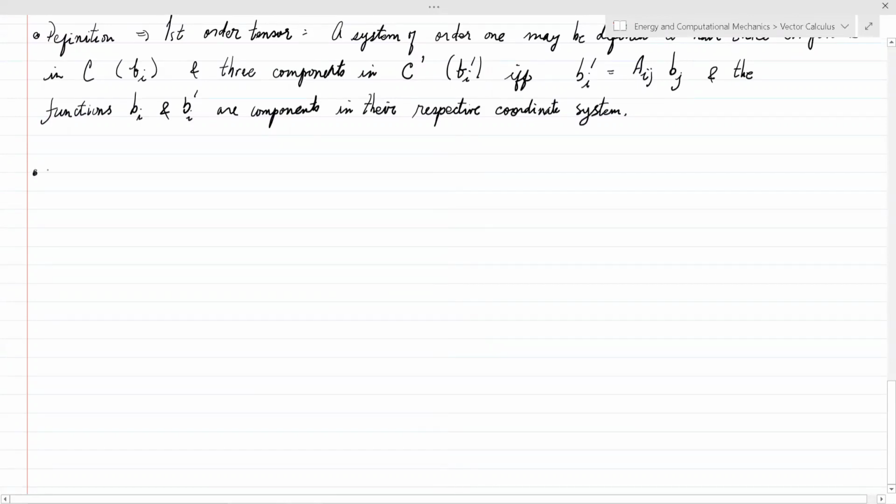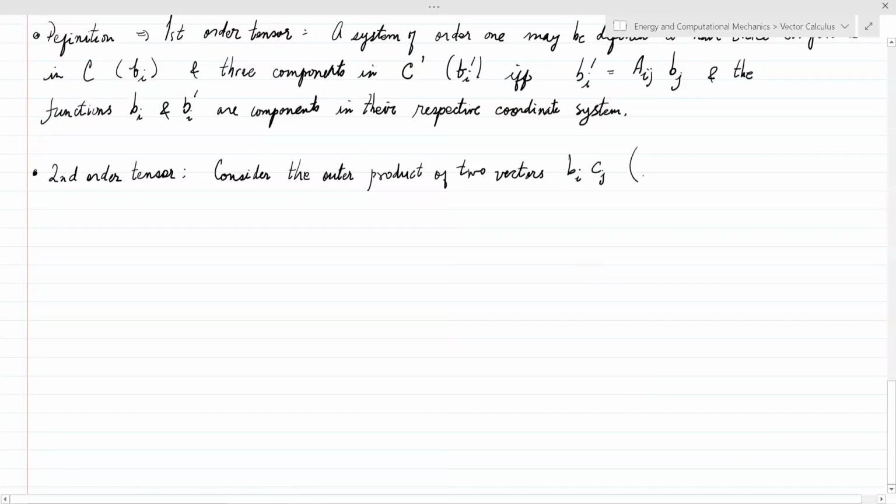Now let's look at a second order tensor. In a second order tensor, we consider the outer product of 2 vectors, and I'll call it bi cj, and earlier I made a note that this could be bi cj ei with a symbol like that, ej denoting outer product. Okay, so these are the components of the second order tensor.